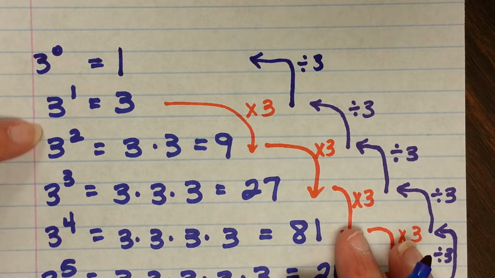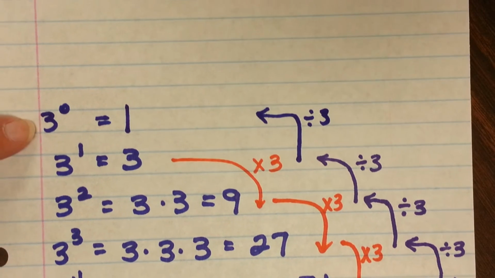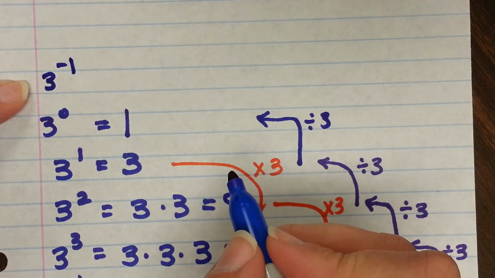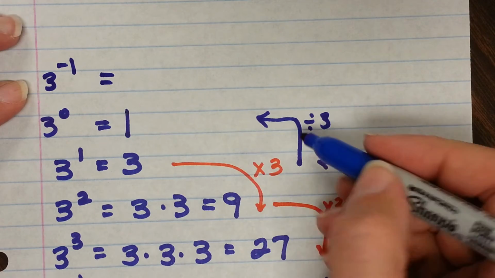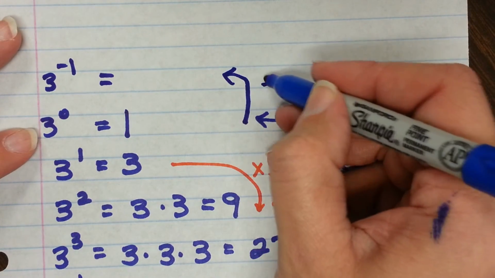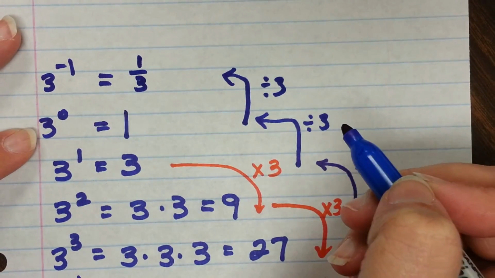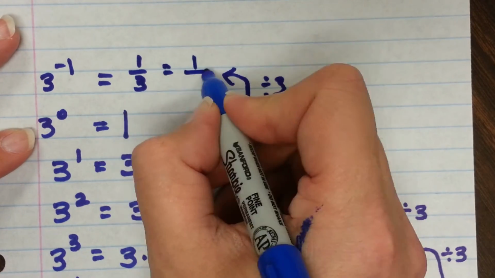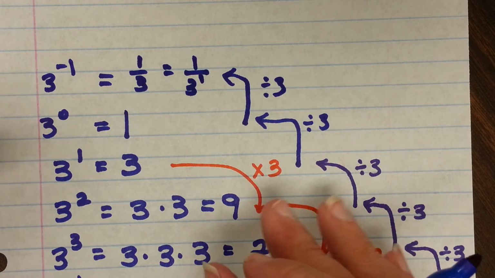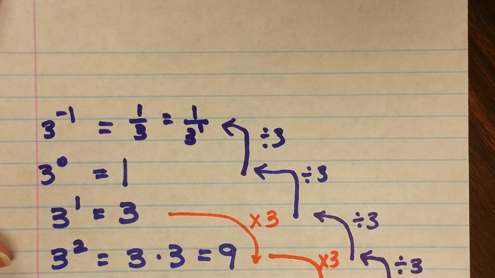What if I tried to continue that pattern back a little more? I have 3 to the third, 3 to the second, 3 to the first, 3 to the 0. If I backed up again, that would be 3 to the negative 1. So if I follow this same logic that I'm dividing by 3, I would take 1 and divide it by 3, which would give me 1/3. I could also write that as 1 over 3 to the first. I know you ask, why would we do something like that? I'm just trying to notice some patterns and different ways things can be written.